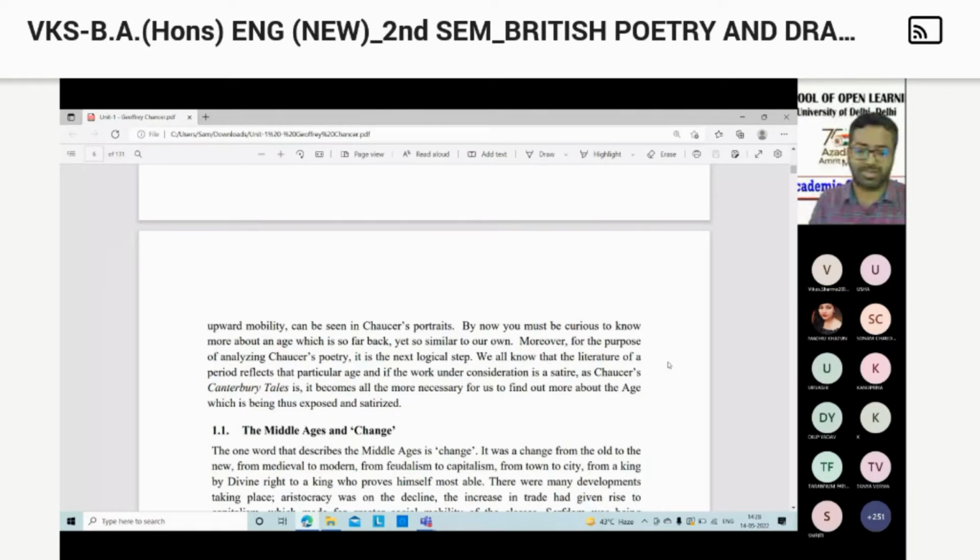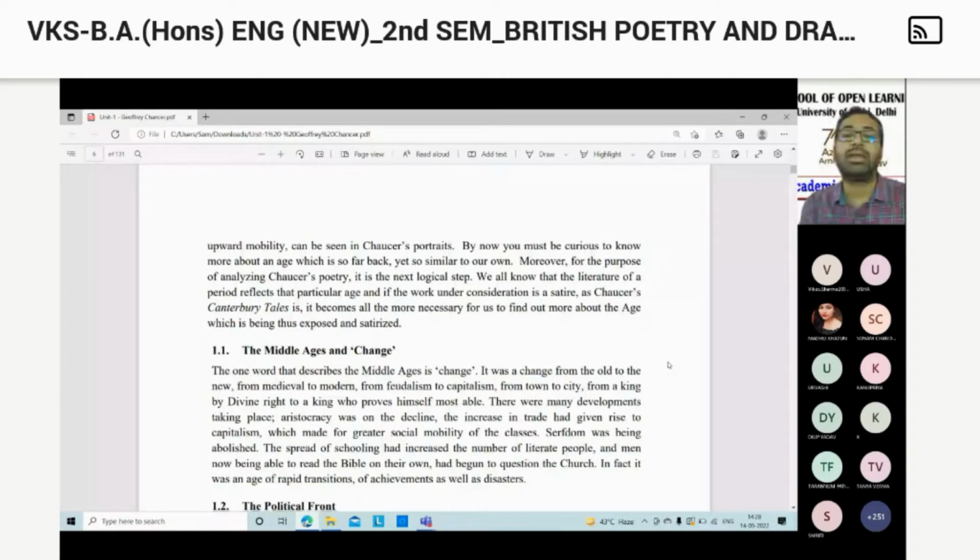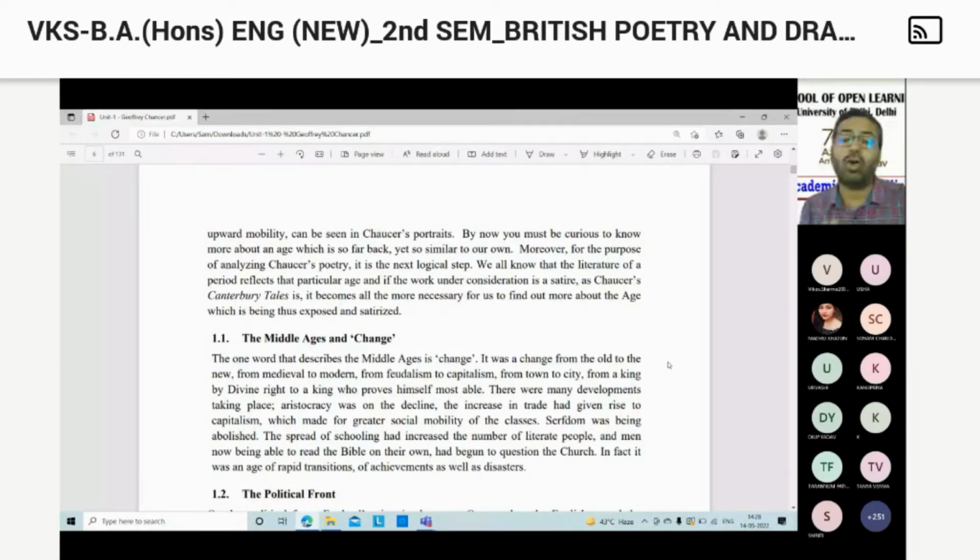So moreover, for the purpose of analyzing Chaucer's poetry, it is the next logical step. We all know that the literature of a period reflects that particular age, and the work under consideration is a satire, as Chaucer's Canterbury Tales is. It becomes all the more necessary for us to find out more about the age which is being thus exposed and satirized. So Canterbury Tales is a kind of a tale which talks about human in general and also about the human society, about what kind of people we live with or what kind of people are inhabiting this particular space called society. So the Middle Ages and these changes are present everywhere.